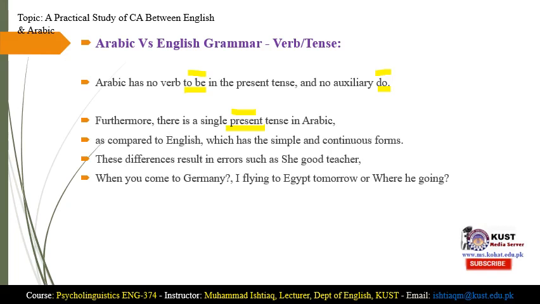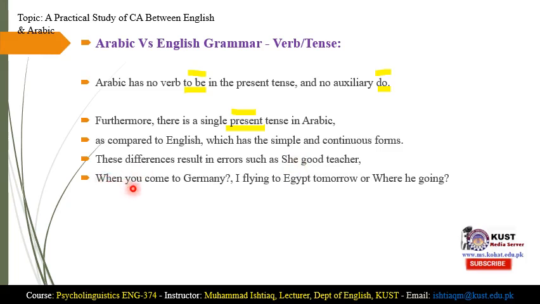Why? Because, as we have already mentioned, Arabic hasn't got "to be" in the system. For instance, "to be" is not part of the present tense system in Arabic. So that's why there is no "to be." If "to be" was part of the present tense in the Arabic system, an Arabic speaker would have said, a writer would have written, "she is a good teacher."